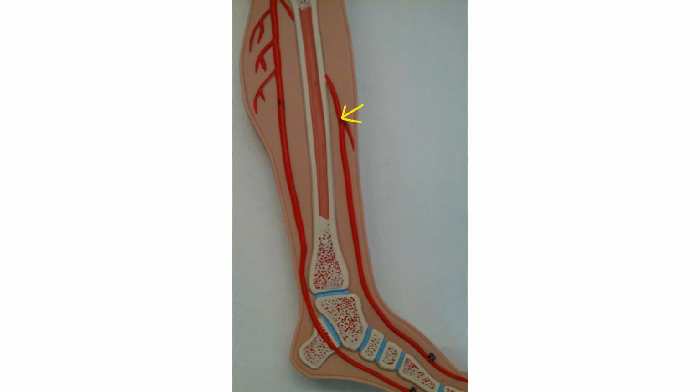This is a simple exercise for you to name the artery at the point of the arrow, and then go posteriorly and name the artery coming down behind the ankle joint.